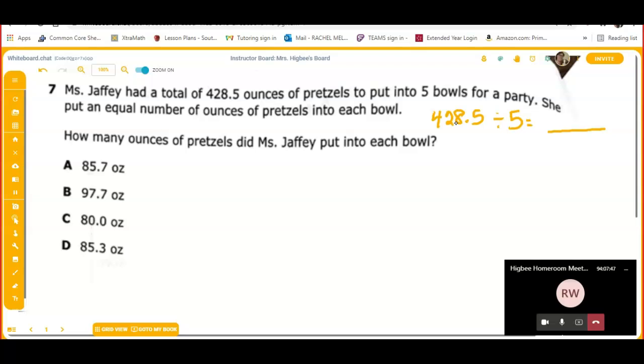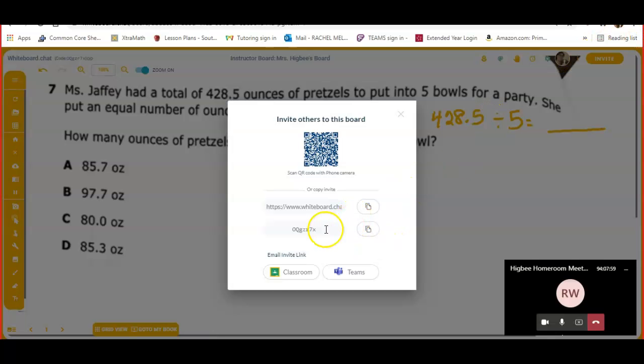Okay, so I'm going to invite you into the whiteboard in just a second. What I need you to do is show me your work here, okay? And then I want you to put your answer up here. Does that make sense? Okay, so let me get this situated.